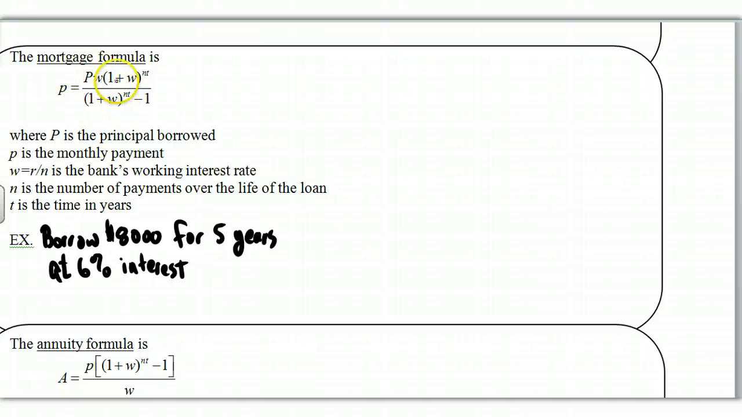Now, this is a fancy formula. Little p stands for the monthly payment that we need in order to calculate these things out. Big P is your principal. W, again, is your working interest rate. And then N times T is the same as above. So when we put this together, let's do this example. What if I borrow $8,000 for 5 years at 6% interest? I need to find the payment.